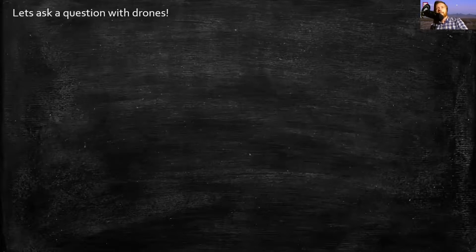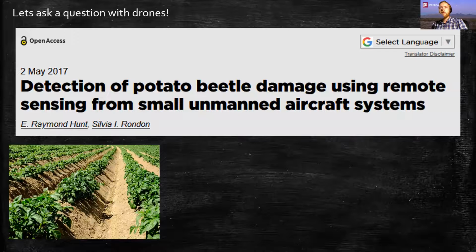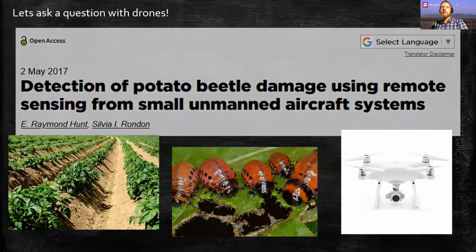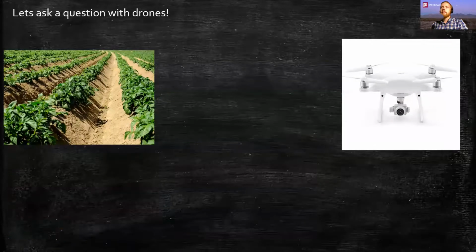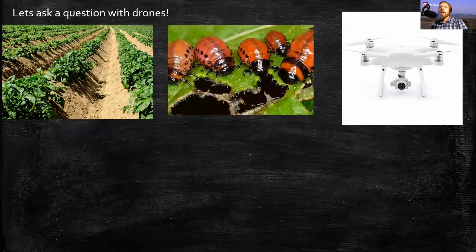To tie everything together, let's answer a question with drones. So here's a paper I found that asked a simple question. In a potato field, potato beetles are a problem that we need to detect fast, like today. Can we detect them using a drone? So we have a potato field and a drone. How do we detect these beetles?